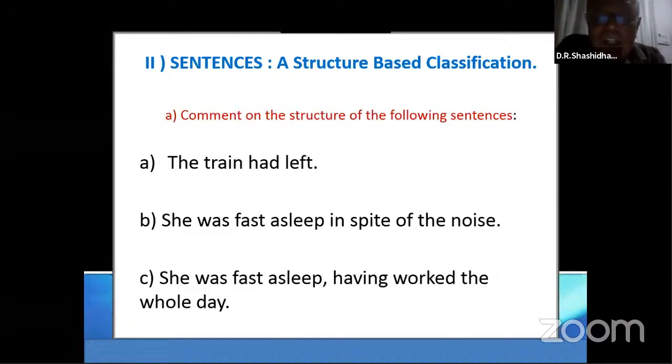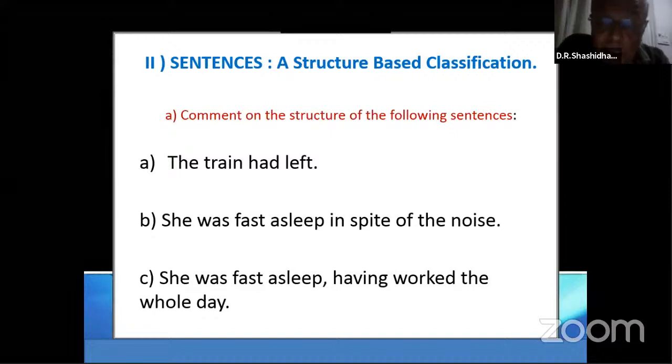Gerund. Yeah, in a way, it's called a non-finite verb, non-finite because it does not have an antecedent subject. So the second part of the sentence, she was fast asleep, having worked the whole day, is not a clause. It is a non-finite verb, and the sentence still remains a simple sentence. Having worked the whole day is a non-finite verb without an antecedent subject.